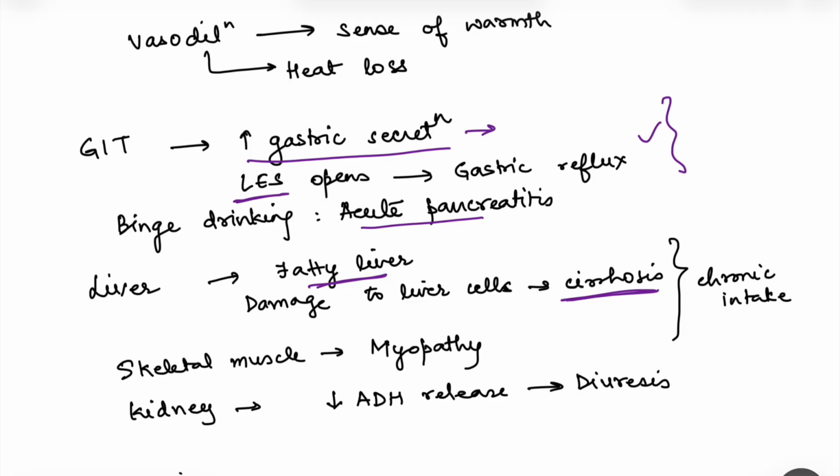Then chronic intake also leads to myopathy. So there will be protein loss, and it will lead to weakening of the skeletal muscles and myopathy. Then the people who consume alcohol will tell you that there is excessive urination as well. That is because alcohol causes a decrease in ADH release. ADH is the antidiuretic hormone which acts on the kidneys. So if less ADH is released, there will be decreased reabsorption of water from the kidneys, and this leads to diuresis. Okay. So excessive diuresis can ultimately lead to dehydration as well.